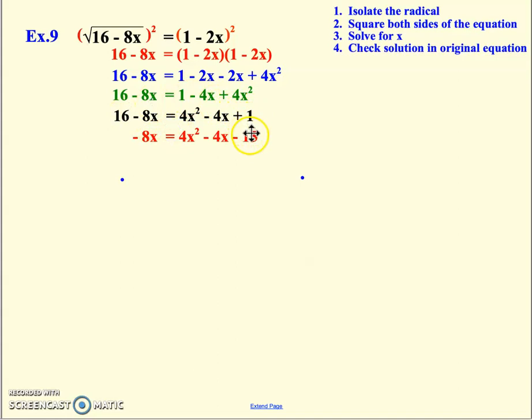Subtract the 16 over to the other side. So 1 minus 16, negative 15. Add the 8x over. We're trying to get it equal to 0. That'd be added to this term. And then I want to try to factor. Now I've got my factors already set up, ready to go.